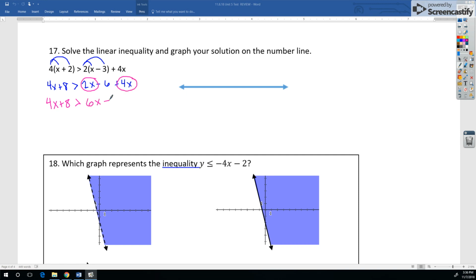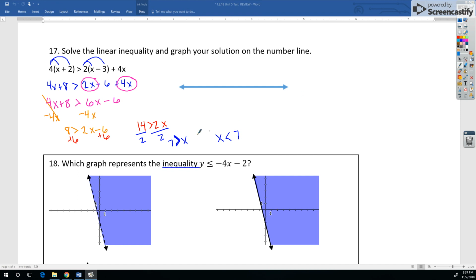That's 6x. Now I start inverse operations. So I am going to subtract 4x from both sides. I'm going to add 6 to both sides. And finally, divide both sides by 2. Now, how this is written is 7 is greater than x. I'm going to flip it around and say that x is less than 7.